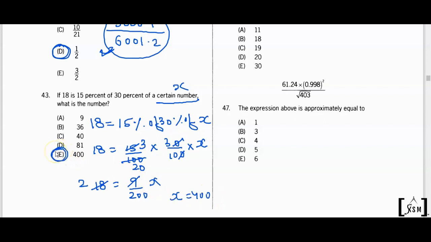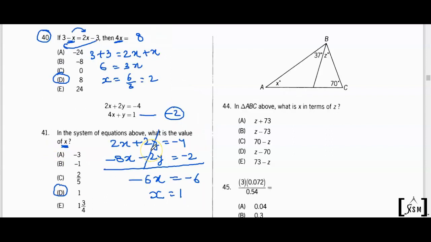Let's try next question. Question number 44. What is x in terms of z? That is quite easy, guys. In triangle ABC, we have three angles given. We know that their sum should be equal to 180. So x plus 70 plus 37 plus z should be equal to 180, right?